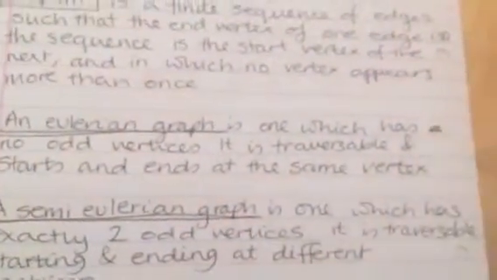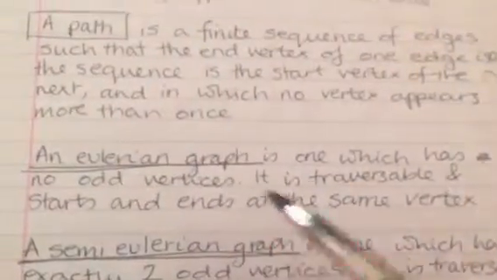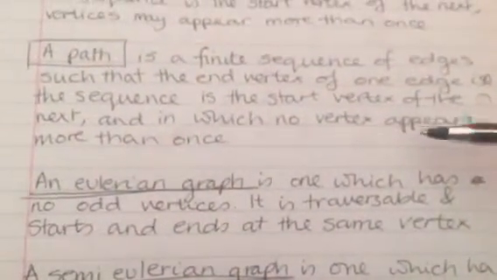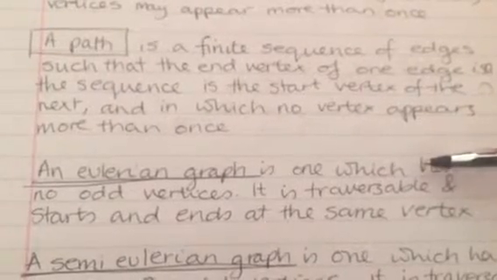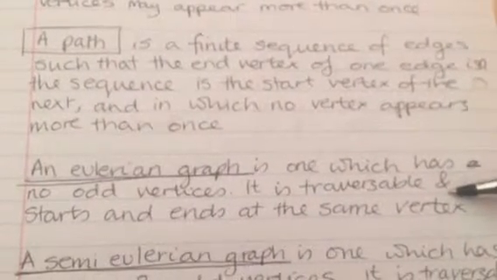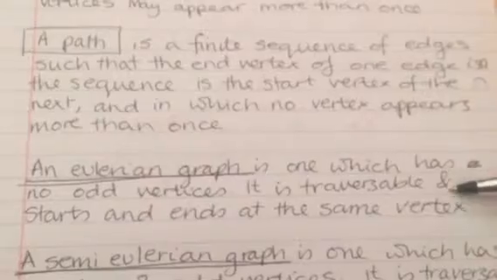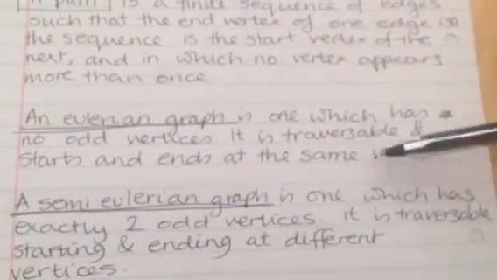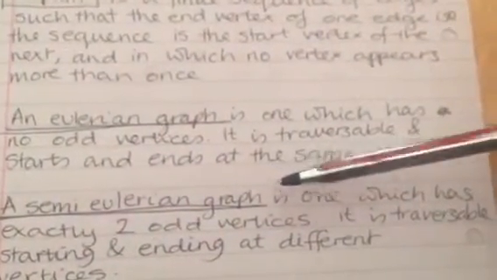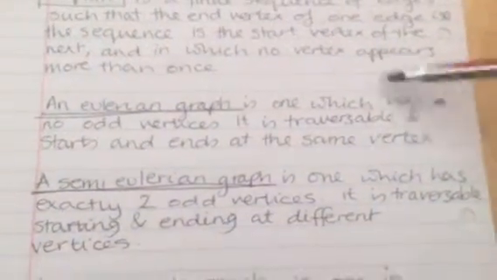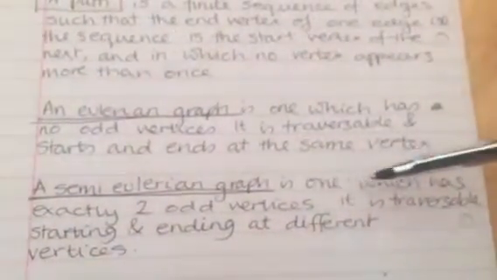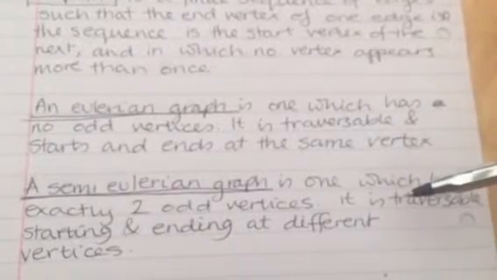You might also be asked about an Eulerian graph. An Eulerian graph is one which has no odd vertices. It's traversable and starts and ends at the same vertex. A semi-Eulerian graph is one which has exactly 2 odd vertices, and it's traversable where the route starts and ends at different vertices.